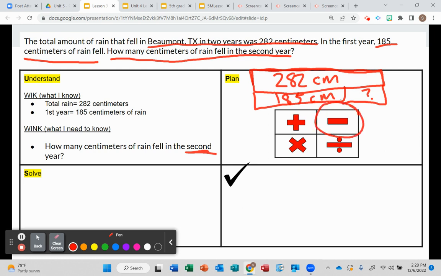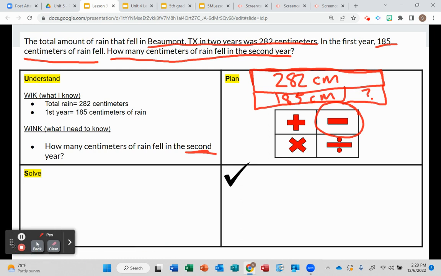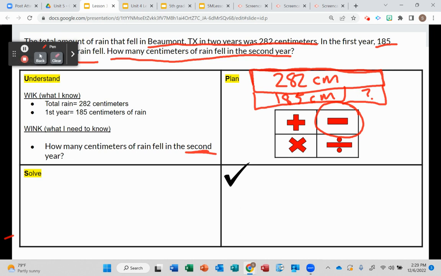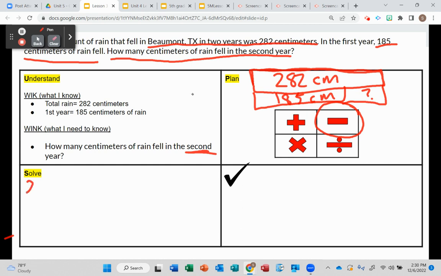I need to subtract to figure this problem out. Okay, now that we figured out a plan, let's go ahead and solve. So what I'm going to do is solve this problem right here. Okay, so I'm going to take away 185 from 282.